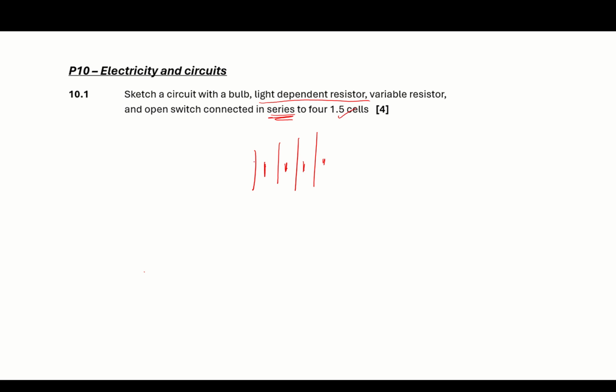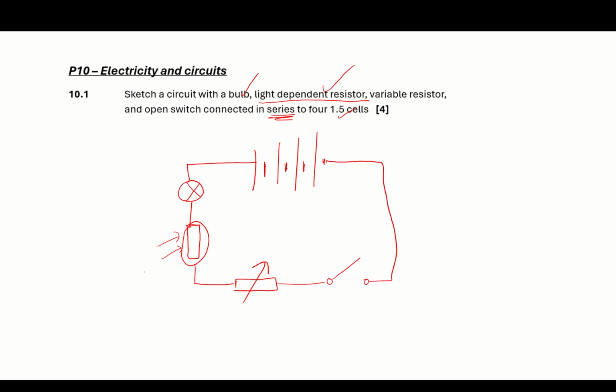Now I can just go through and connect a bulb, done, a light dependent resistor, all resistors are boxes, and then I'm just going to shine light on it and put it in a circle, done. Now let's connect it to a variable resistor. Again, resistors are a box, and a variable resistor is the one that I can change using the dial, so we just put an arrow through it. I then need an open switch, make sure it's open, and then link it all together.